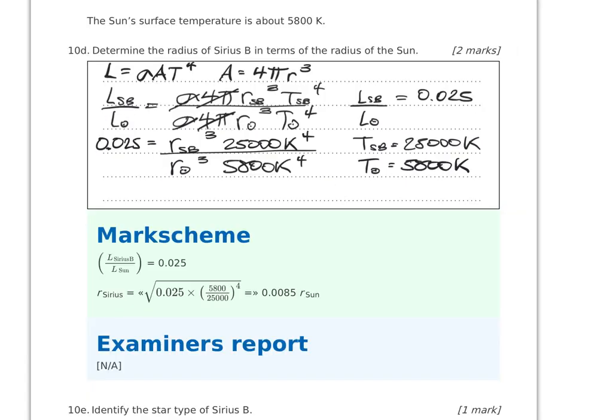I made a boo-boo. Area is not 4 pi r cubed, it's 4 pi r squared. Let's go fix that. And so when we work the numbers and solve for the radius of Sirius B, we get 0.0085 the radius of the sun, which matches the mark scheme. It didn't match the mark scheme when I was raising the radius to the 3rd, but it's not to the 3rd, it's squared. So there you go.